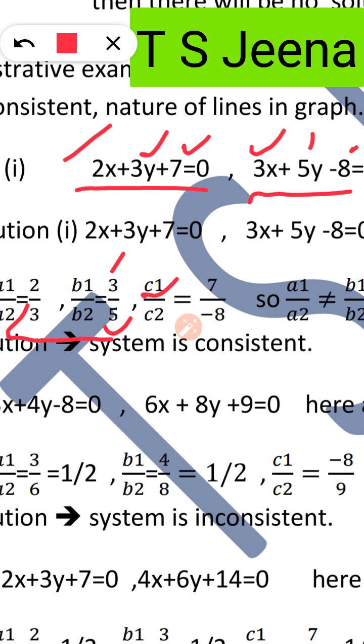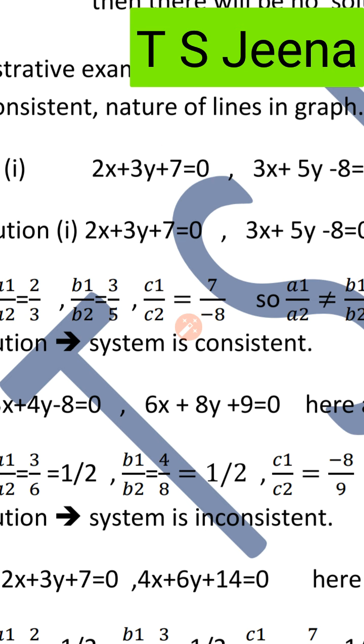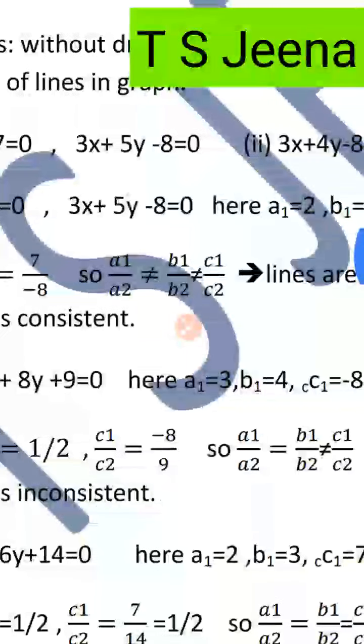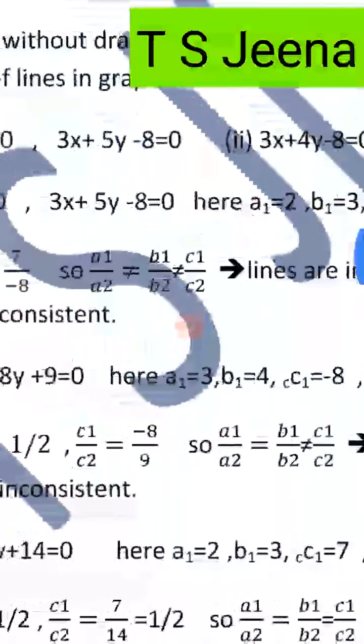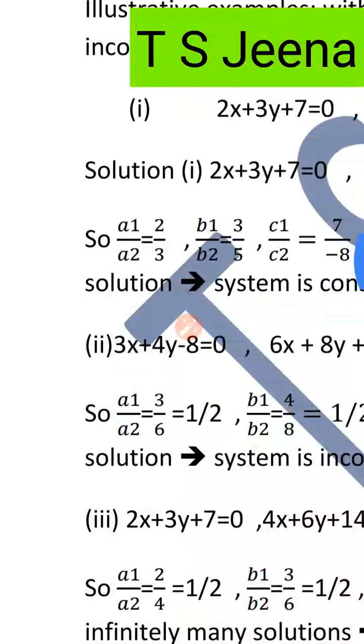Now check all these three ratios. Check whether these are equal or not equal. Here we are observing these all three are not equal. All three are not equal means lines are intersecting lines, and there is a unique solution and the system is consistent. Without drawing the graph, we have determined here the system is consistent and the lines will be intersecting. This way you have to do working in this topic.